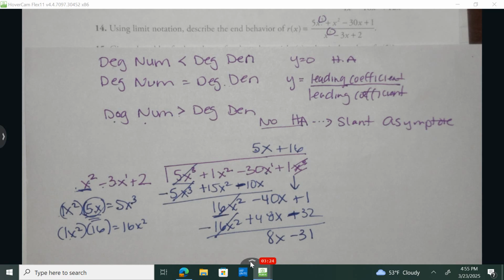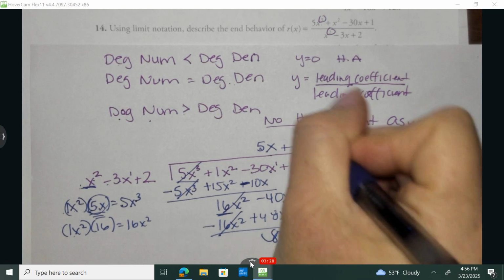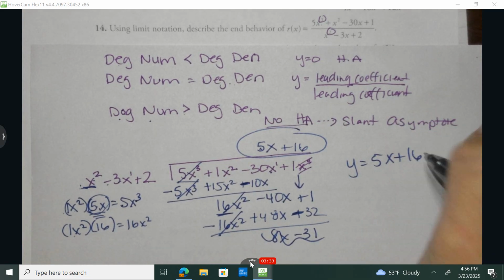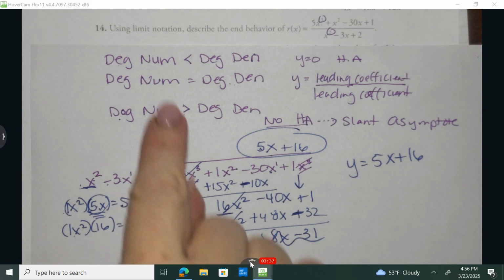Now that's my remainder. When we figure out the equation of the slant asymptote, we don't care about the remainders, we care about what's just up on top. So this is the equation. And we're going to talk about how we write that in limit notation in just a second, because that's what we were asked to do.